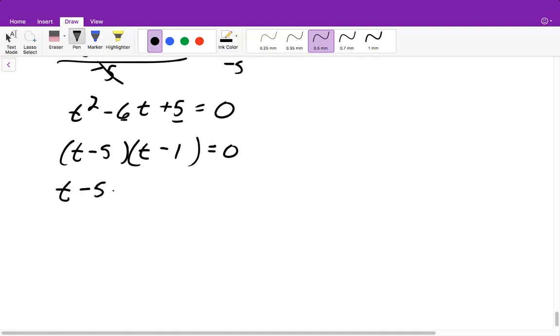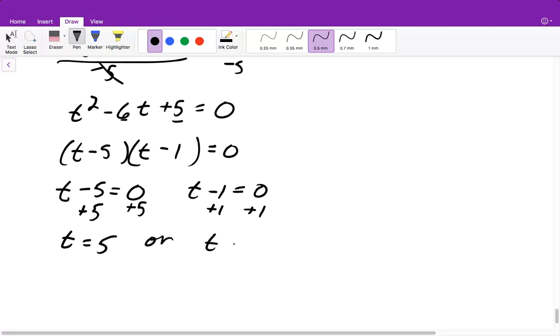Then if 2 numbers or 2 factors multiply and equal 0, that means one of them has to be 0, so we set them equal to 0. We add over our 5, we add over our 1. So that means t is equal to 5 or t is equal to 1. So that means at 5 seconds or at 1 second, our height is 27 meters.